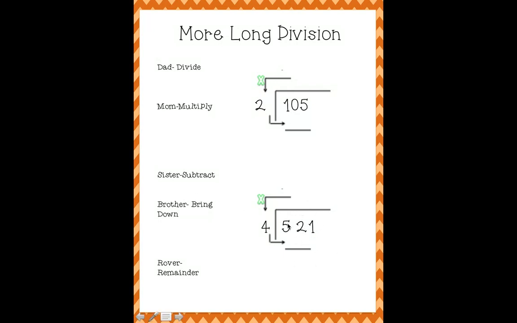Our last video got cut off, so now we're going to do 521 divided by 4. We can see that 5 is greater than 4, so 4 can go into 5, or 5 divided by 4 is 1.